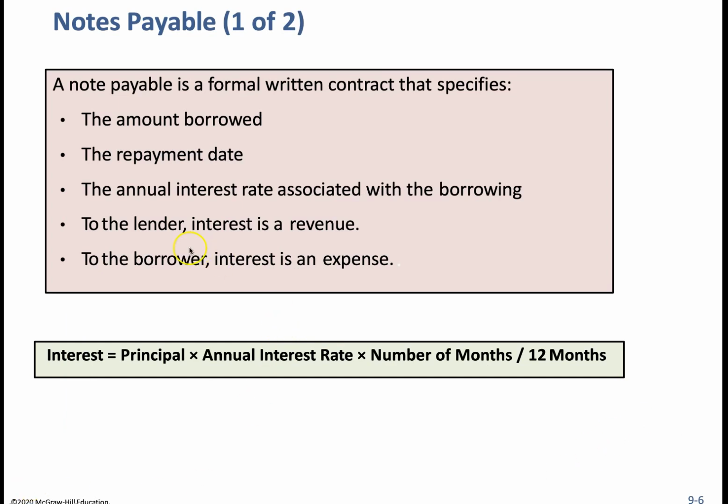So to the lender, interest is a revenue. To the borrower, interest is an expense. How do we calculate interest? Interest equals the principal multiplied by the annual interest rate multiplied by the number of months divided by 12 months. Why do I need to multiply the number of months divided by 12 months? Now I'll show you in an example.